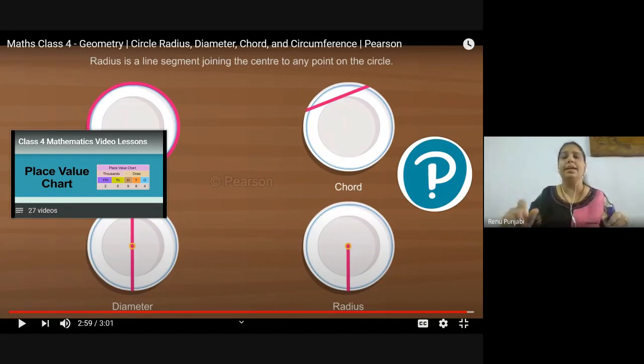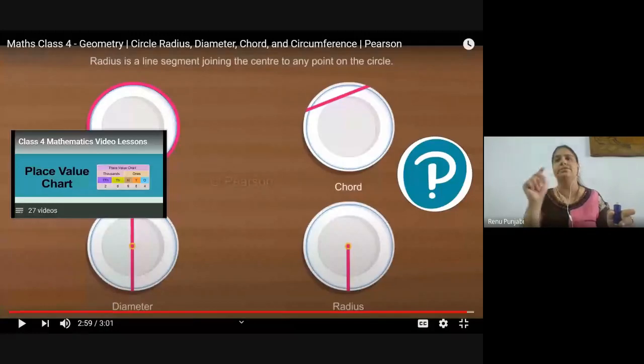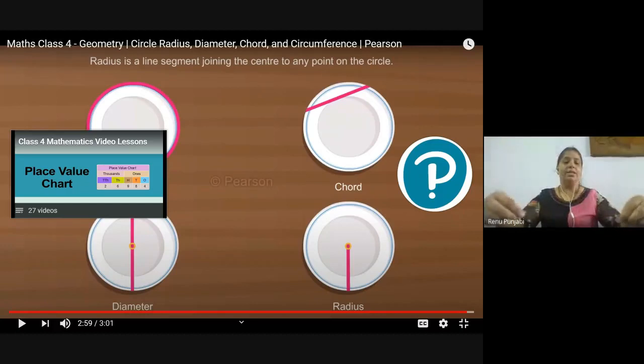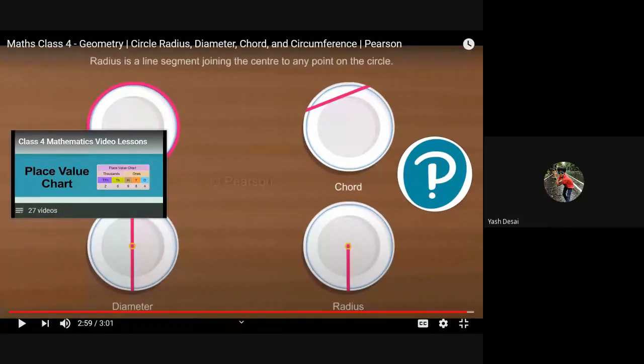Write today's date and write the heading: Measure parts of a circle. In bracket write plate, because here the circular object is a plate. In the first block you write circumference, and then measure the circumference of your plate with the help of a thread or wool which you have. Hold it at one point, bring it around the round object, and measure the circumference.